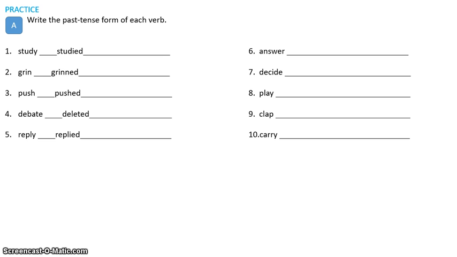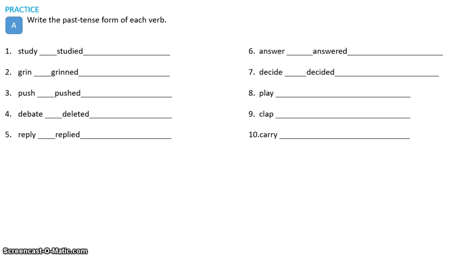Okay, number 6, you have the word answered. Pretty straightforward. If you answered the question, you did it in the past, you're just going to add an ED to the end. Number 7, decided. Okay, this is one of those technical ones where it's a silent E, so you technically drop the silent E off and add an ED.